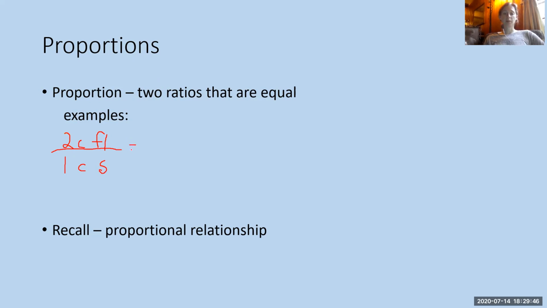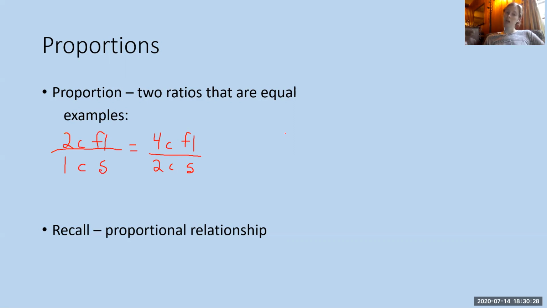Well, let's say I need to double my recipe. If I double my recipe, I want to preserve that relationship between flour and sugar. So if I double my recipe, if I want to have double the amount of cookies, I'm going to need to double the flour and also double the sugar. So I would need to use 4 cups of flour as well as 2 cups of sugar. Both of those amounts were doubled. And this is a proportion. So this is 2 ratios or 2 comparisons that are equal or equivalent to each other.